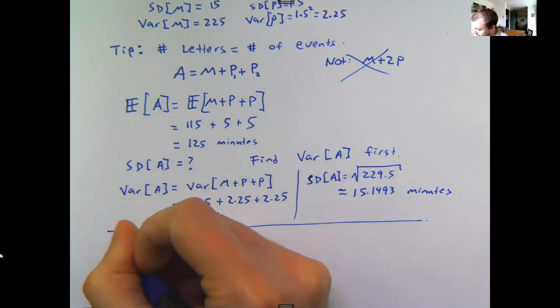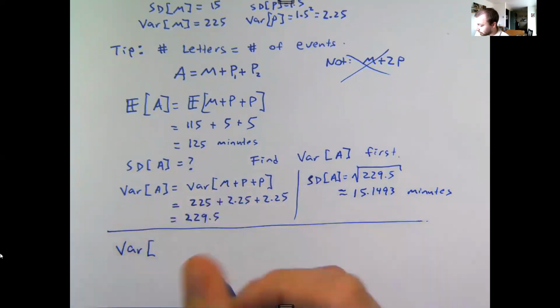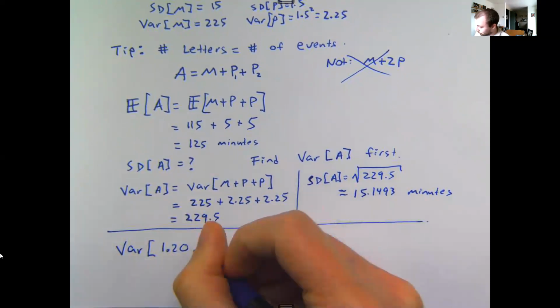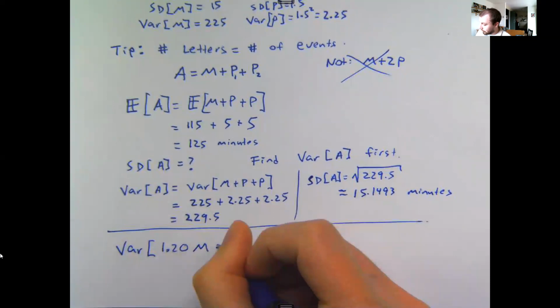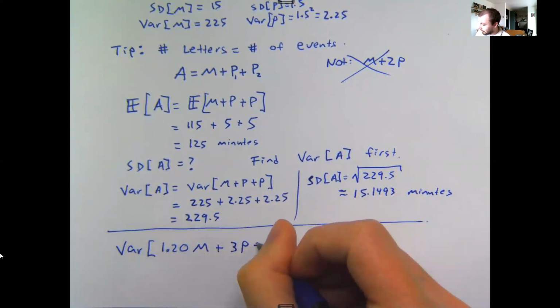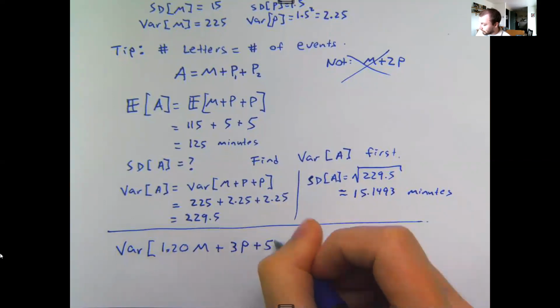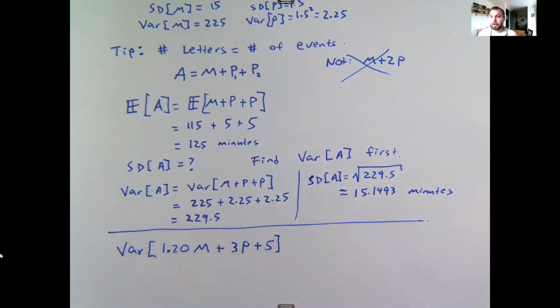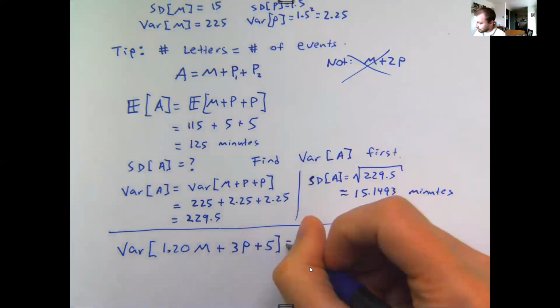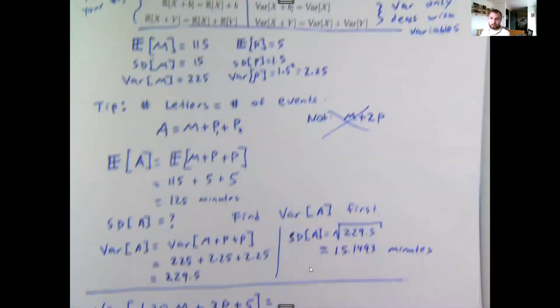So suppose I was trying to find the variance of a movie that was 20% longer than normal, so 1.2 length of the movie. There was a triple size preview, and I had to wait 5 minutes at the start of the movie because the projector was broken. So I'm looking at something like 1.20 M plus a triple size preview plus 5 minutes. So if I'm dealing with this for the variance, I just want to show you how these rules are working.